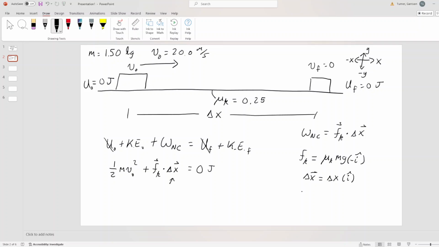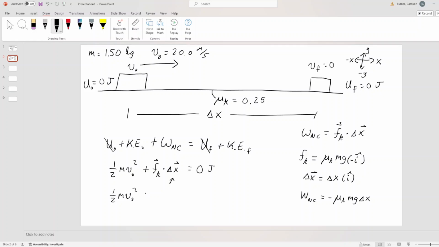And therefore, the work done by this is going to be negative mg, I need the mu k in there, and this is in the i direction. Oh, nope. This is the dot product. It's a scalar. And so this is going to be mu k mg times delta x. That was the part I was missing. There we go.